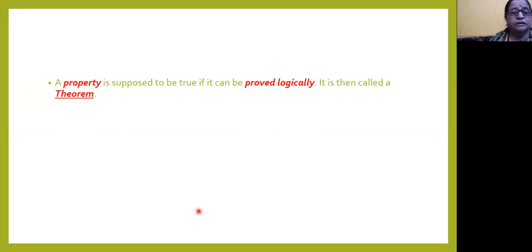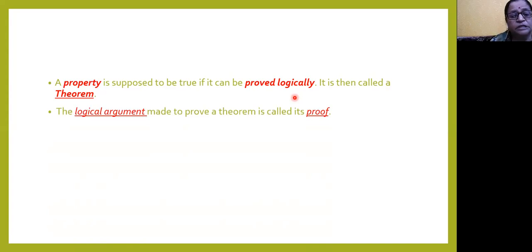A property that is supposed to be true and can be proved logically is called a theorem. Some properties we are going to prove logically, and that is called a theorem. This year we are going to study theorems. The logical argument made to prove the theorem is called a proof.